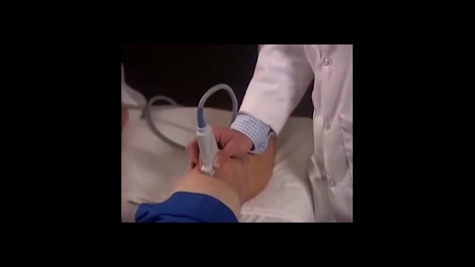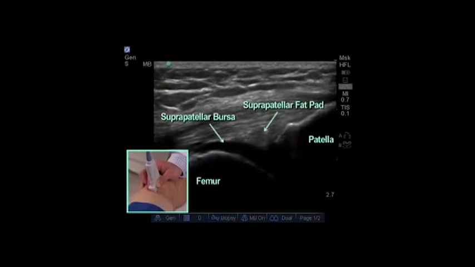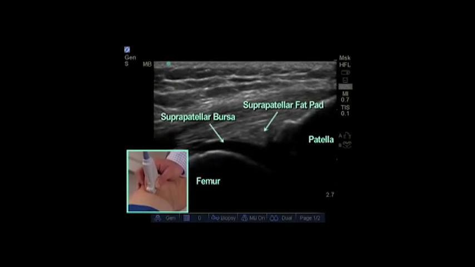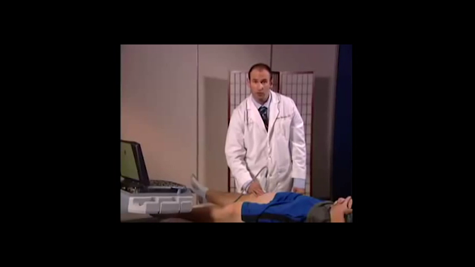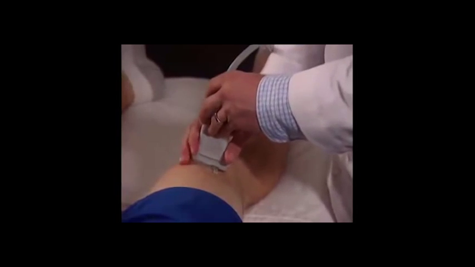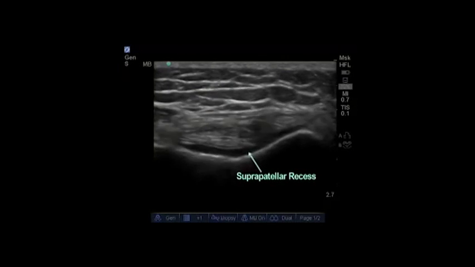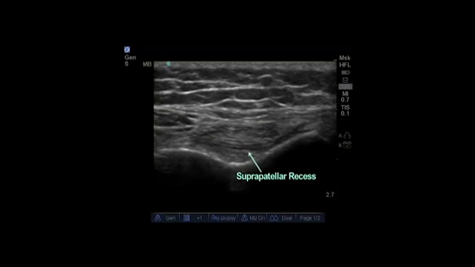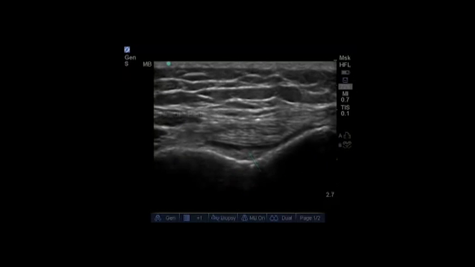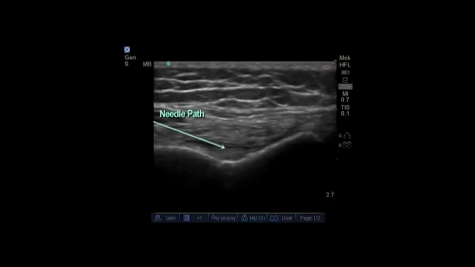The most common target that physicians typically inject in the knee joint is the suprapatellar recess or bursa. We begin by placing the transducer in a longitudinal plane with the end of the transducer just above the patient's patella. Next, in setup for the injection, I'm going to rotate my transducer to cross-section. And here we can visualize the physiologic fluid of the suprapatellar recess, which is the band of darkness above the cortex. This will be the target site of our knee injection.